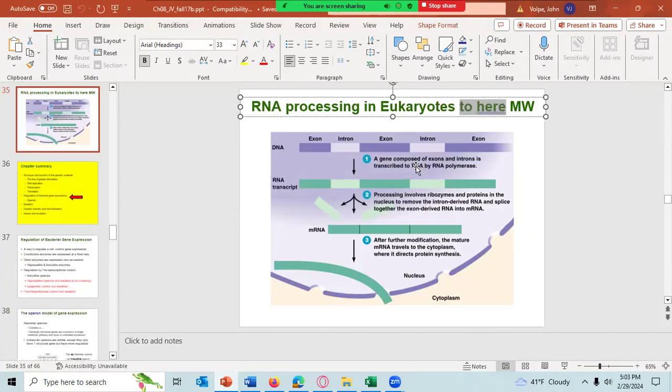All right, so I talked about the complication that RNA processing of messenger RNA in eukaryote cells involves removing the introns from the original RNA transcript. Only when the introns are removed can that final messenger RNA leave the nucleus to go into the cytoplasm to be translated.